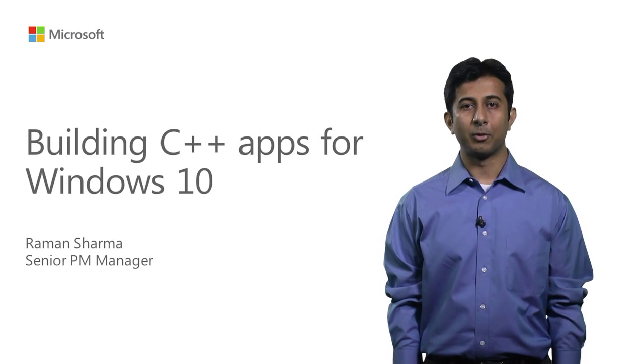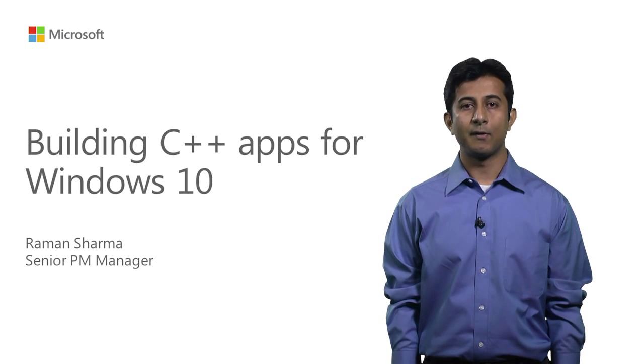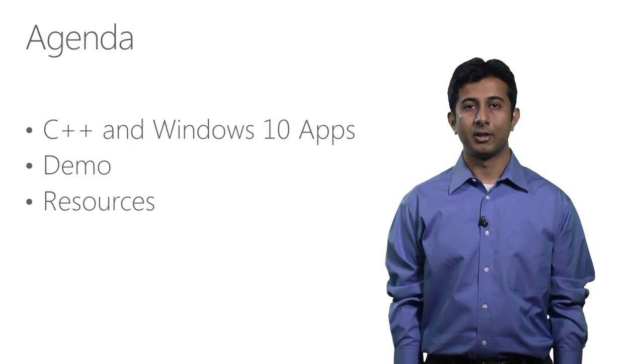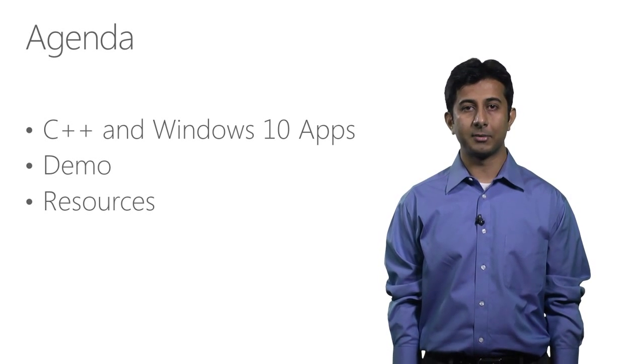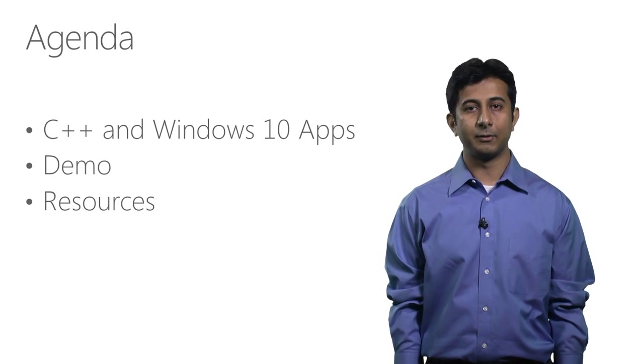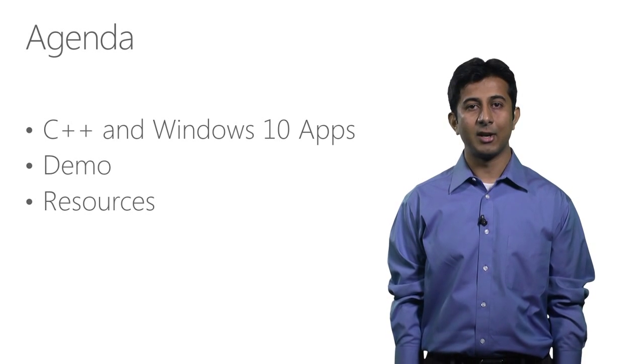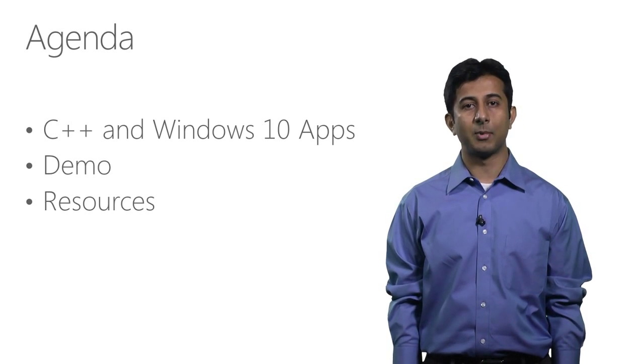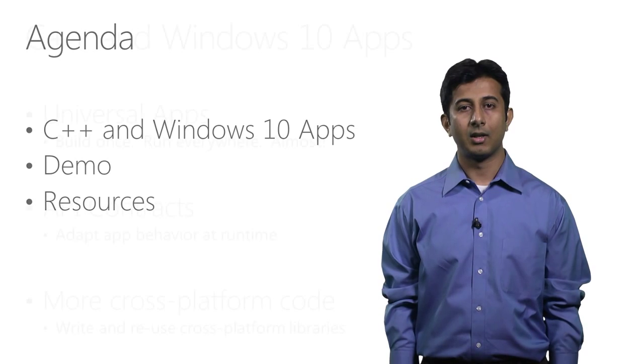In this video, I'm going to talk briefly about some of the work we have done in Visual Studio 2015 to enable building C++ apps for Windows 10. This is the agenda for today. I'll provide an overview of some of the new concepts that Windows 10 introduces for developers and how C++ interacts with these features. Then we're going to look at a quick demo of some of these features, followed by some useful links to resources about Windows 10 development.